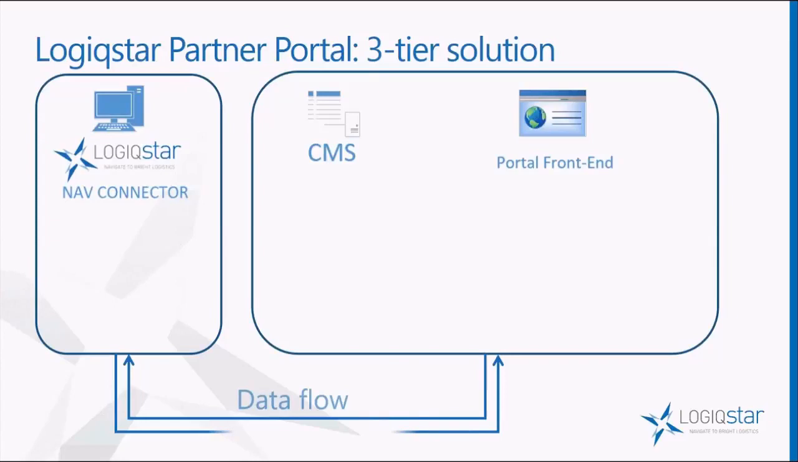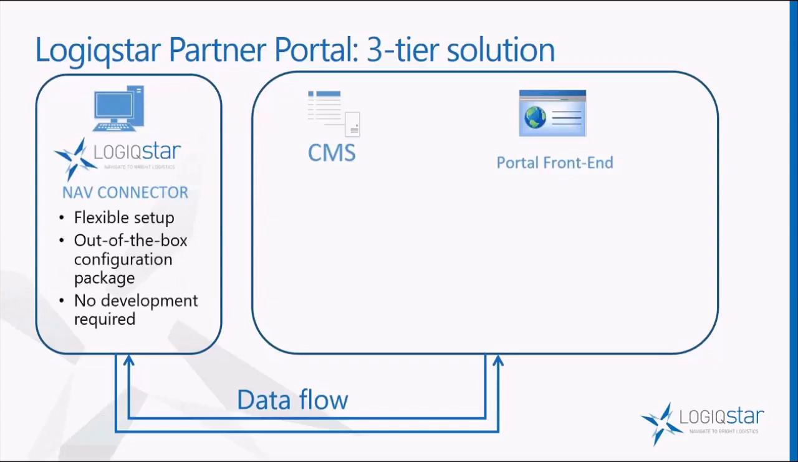From the point of view of data flow, data may come both from NAV to the partner portal and from the portal back to NAV, according to the configuration in the NAV connector. All three tiers of the solution have been completely overhauled in the new version. For example, on the NAV side, the setup of the portal has been reworked to make it more flexible, which means you can choose from which table to transfer data to the portal, including the standard tables.